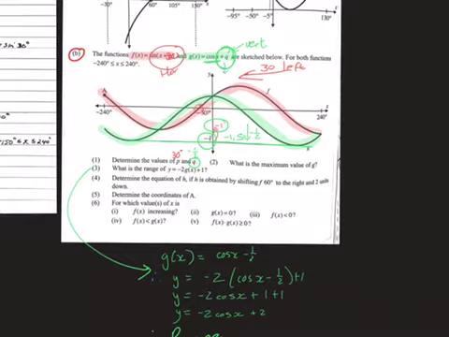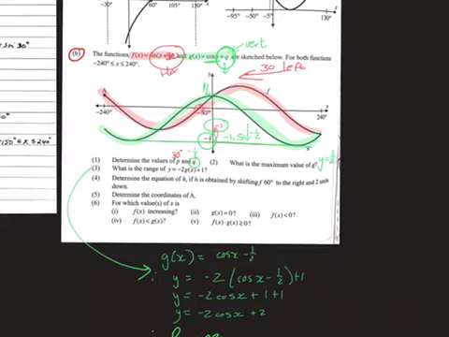So then it says, what's the maximum value of g? You need to know the maximum value normally of a cos graph is 1. So now we have moved it down. The maximum value must be y equals a half.